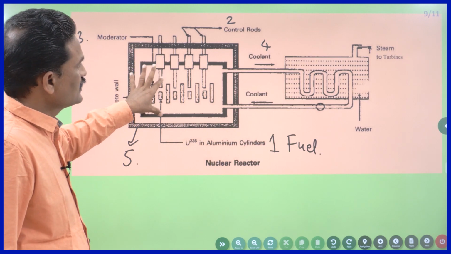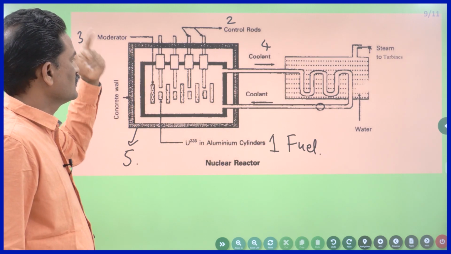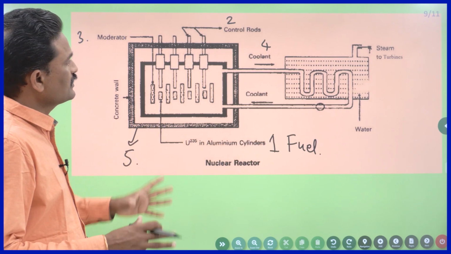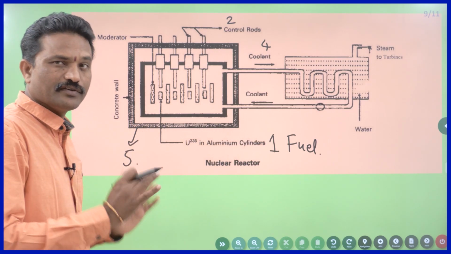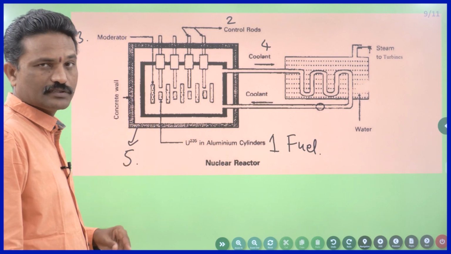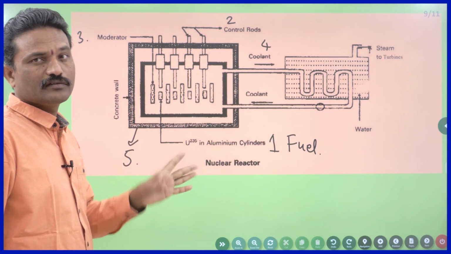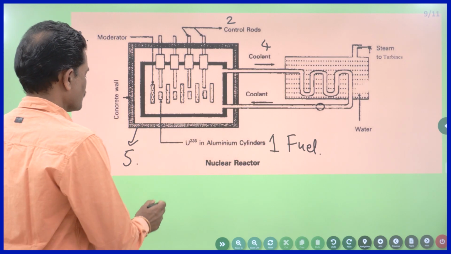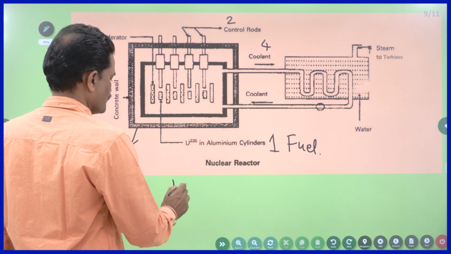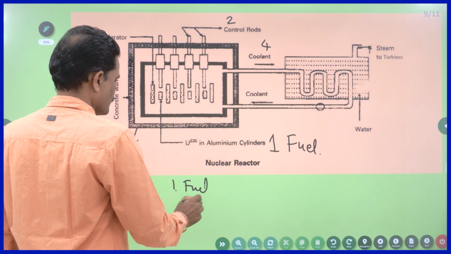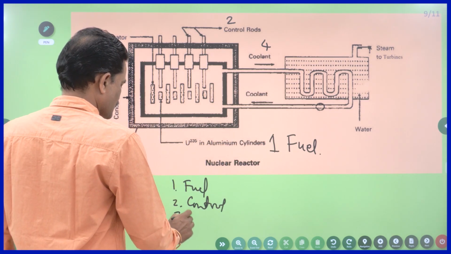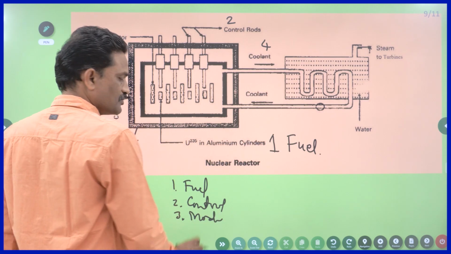This diagram is taken from the old textbook. In our textbook, the diagram is so simple. That is very, very small in size compared to this. Even if you draw that also, you will be given 8 marks. But the thing is, you have to write about fuel. This is one. You have to write about controlling rods. Next, you have to write about moderator in 1 line or 2 lines.